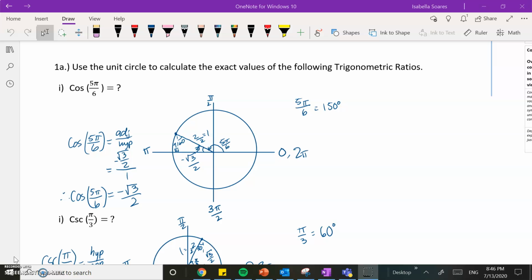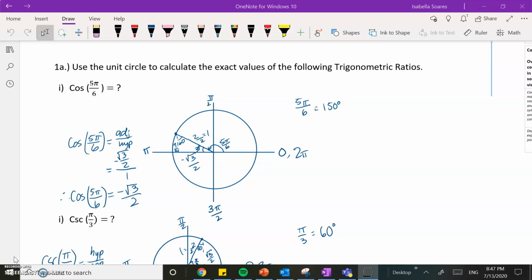So I knew that I had to draw a 60 degree, 30 degree special triangle. And then I divided all of the sides by 2 in order to make my hypotenuse equal to 1, and I had to do that because in a unit circle the radius is equal to 1, so therefore my hypotenuse would have to be equal to 1.